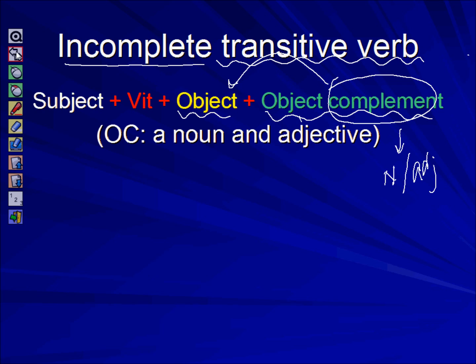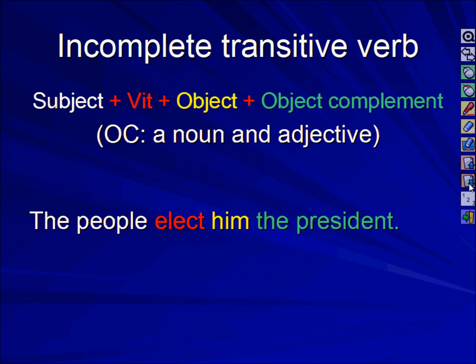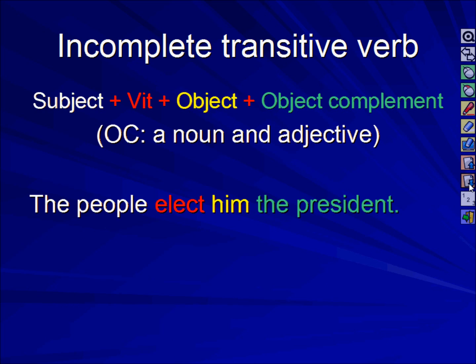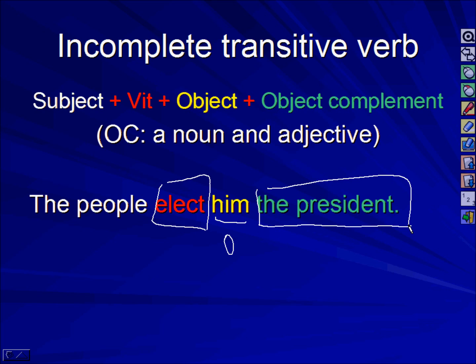Alright. First, the people elected him the president. Now we know the verb over here is the incomplete transitive verb. This is the object. And this is an object complement which talks about the object him. So the president is not referring to the people over here, which is the subject. It is about the object him. So people elected him the president. Verb, object, object complement.